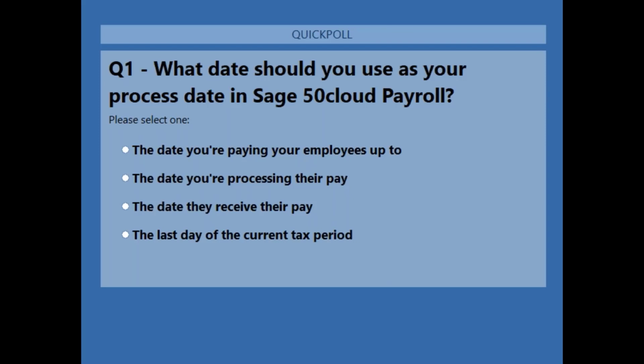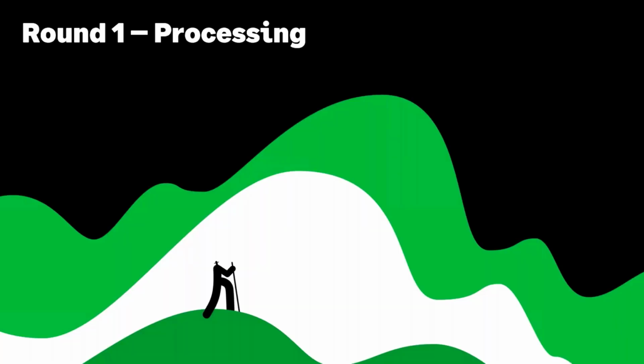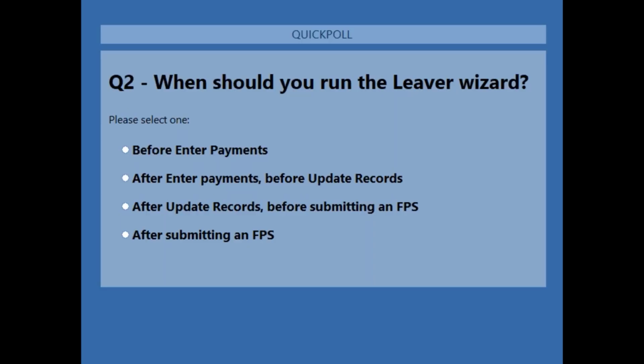Okay, so that wraps up question number 1. So we are going to close the poll now. Hopefully everyone got a chance to answer the question. We will move swiftly on to question number 2 now. So we'll launch that poll now. When should you run the lever wizard? So when it comes to processing levers, when should you run the lever wizard?